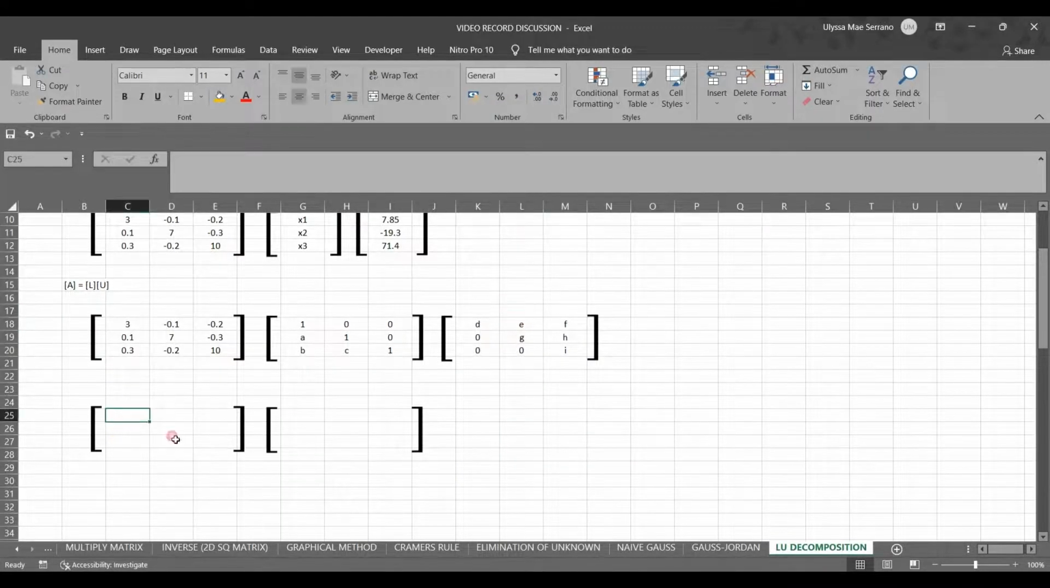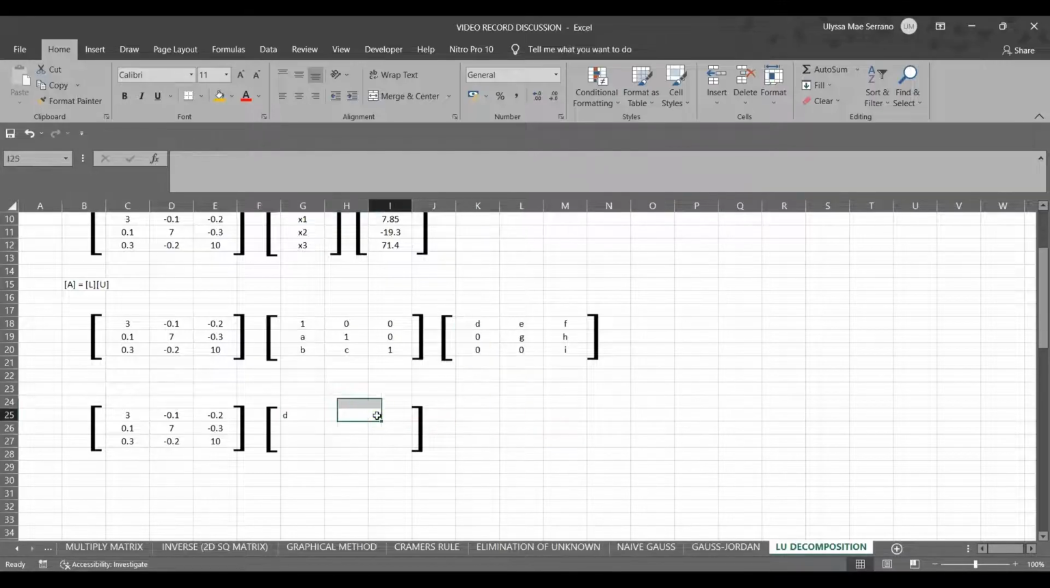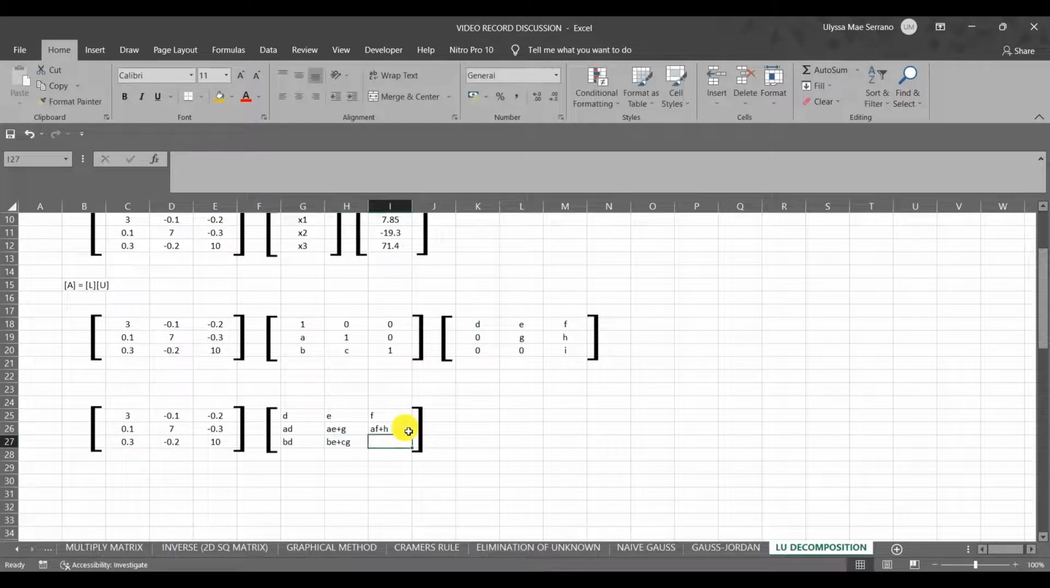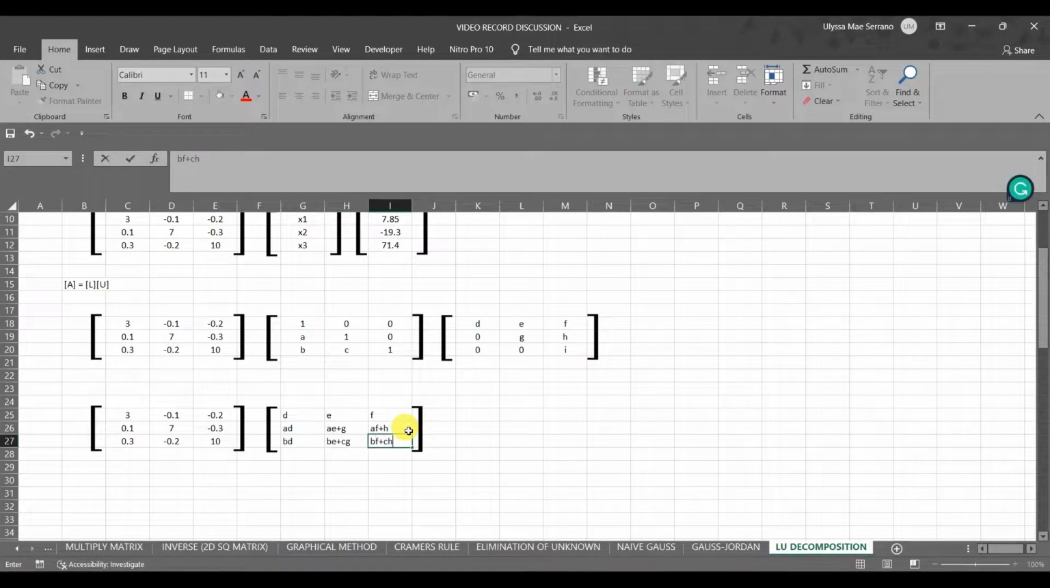So, next will be matrix A. We just equate it to the product of the lower and upper matrices. D will be E, F also here. And so on, we just apply the multiplication of matrices. This will be AD. This will be AE plus G. This will be AF plus H. And this will be BD. This will be BE plus CG. This will be BF plus CH plus I.